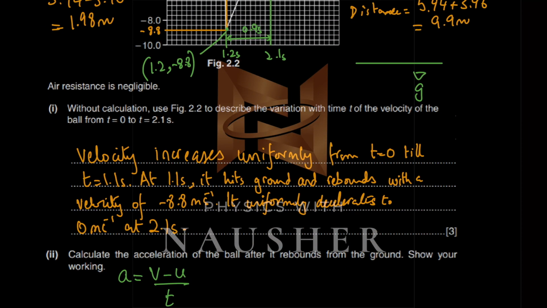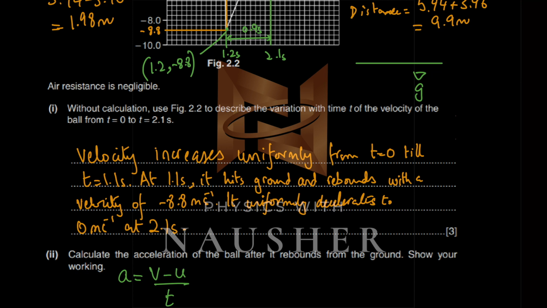So velocity increases uniformly from t is equal to 0 to t is equal to 1.1. At 1.1 you hit the ground and rebound with a velocity of minus 8.8. Then you uniformly decelerate to 0 meters per second at 2.1 seconds. You can also say that the speed decreases constantly to 0 meters per second at 2.1 seconds.